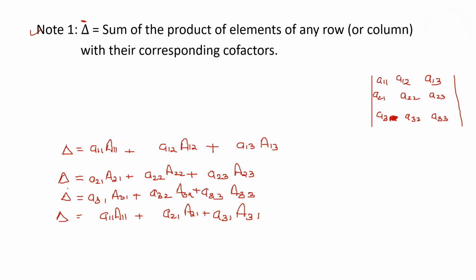Could you explain the last point? Yes, in the last one, Shravya, we have taken the elements of the first column, A11, A21, A31, and we have again multiplied this with its own cofactor. So as per this note, when you add all these, you will again get the same value of the determinant. So sir, any rows or any columns? Yes, any row, any column, but the cofactor should be its own, corresponding cofactors. Okay, very good.